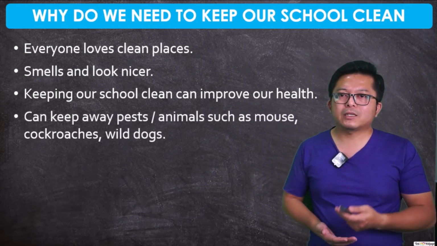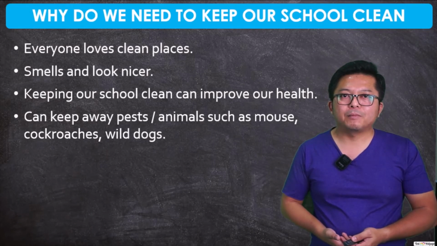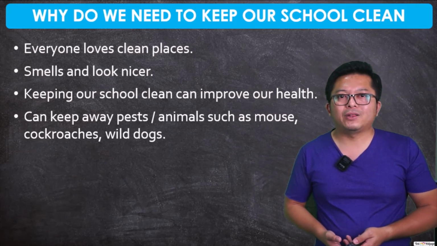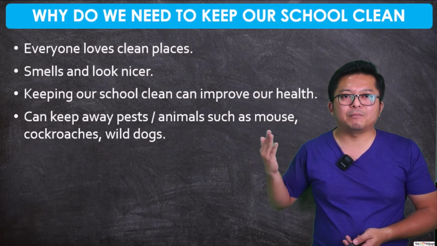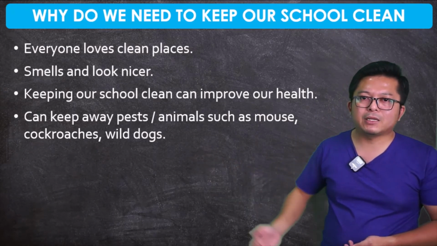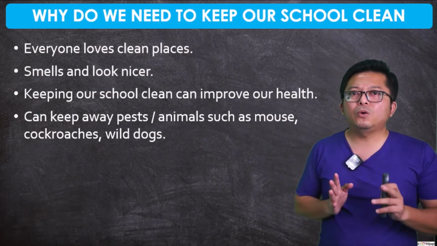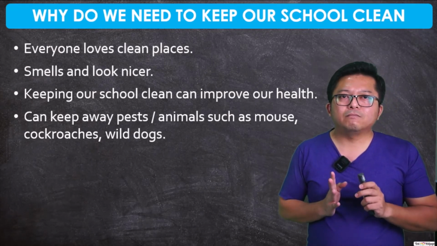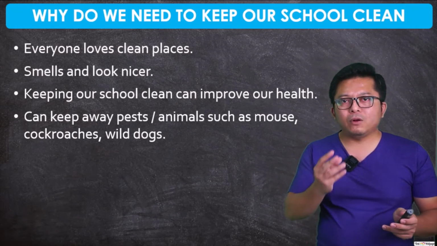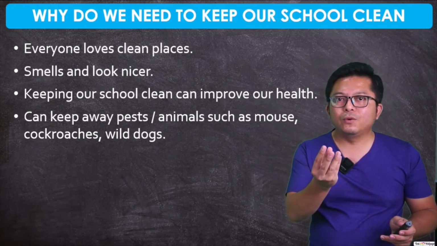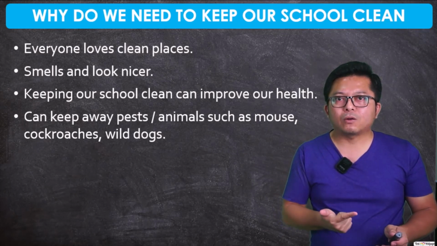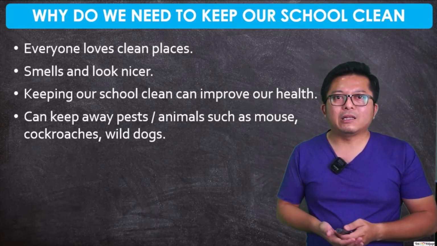Okay, next, can keep away pest animals such as mouse, cockroaches, and wild dogs. Pest means this kind of animal, mouse and cockroaches. Lipas, mouse, tikus, cockroaches, lipas. So by cleaning up our school properly, we can keep away these animals, dirty animals such as mouse. Example, if the school has provided you with food, do not put or throw the food everywhere. Mouse and cockroaches might stay and eat your food.